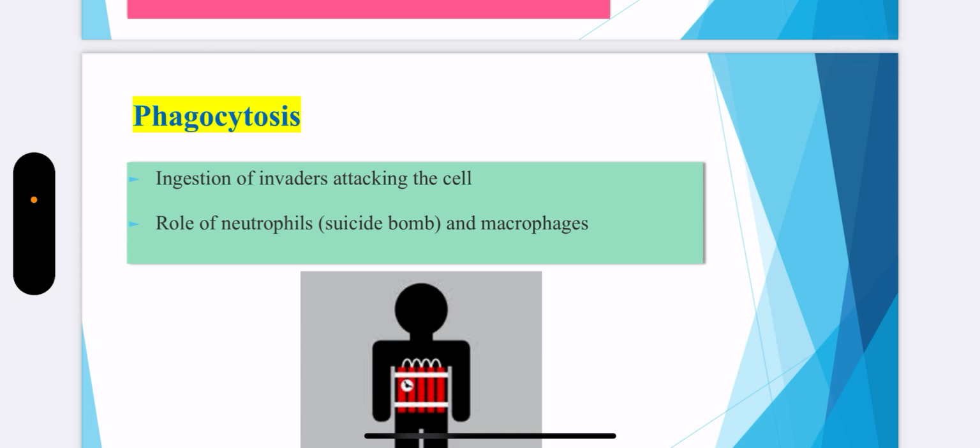Now about a very important topic, phagocytosis. What is phagocytosis? It basically means cell eating, in which there is ingestion of the invaders that attack the cells. This is the main function of neutrophils and macrophages, which are the first and second line of defense respectively. The phagocytes ingest the foreign invaders, dead or inactive tissues, with sparing of the natural tissues of the body. That means these are selective in nature.